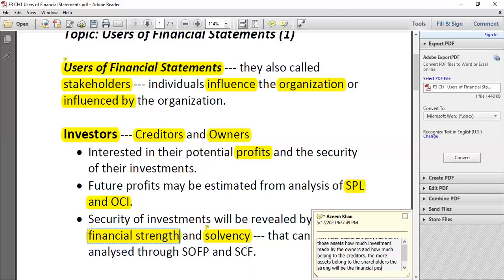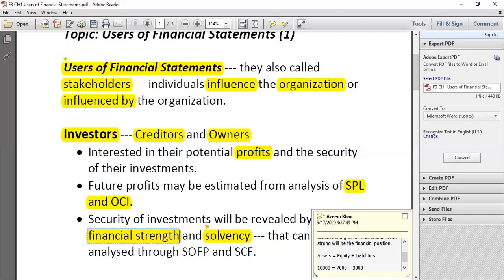financial position. So financial position means assets equal equity plus liabilities. For example, if we have assets of 10,000, and in those 10,000, 7,000 belongs to equity and 3,000 belongs to liabilities, it means the company has a strong financial position.